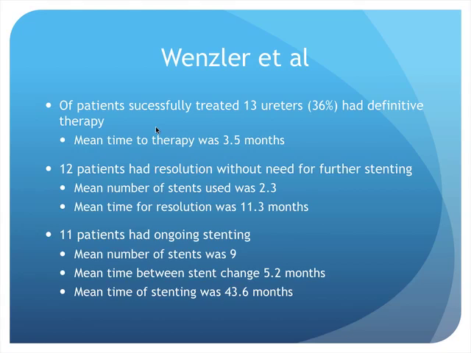11 patients had chronic stenting, and these patients had a mean number of 9 stents. The mean time between stent changes was about 5 months. And overall, these patients had stents for about 43.6 months.